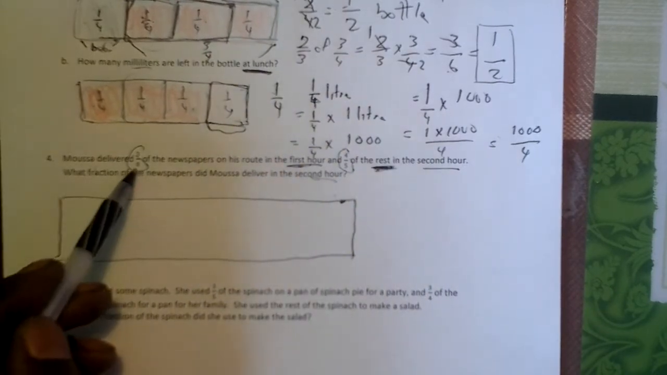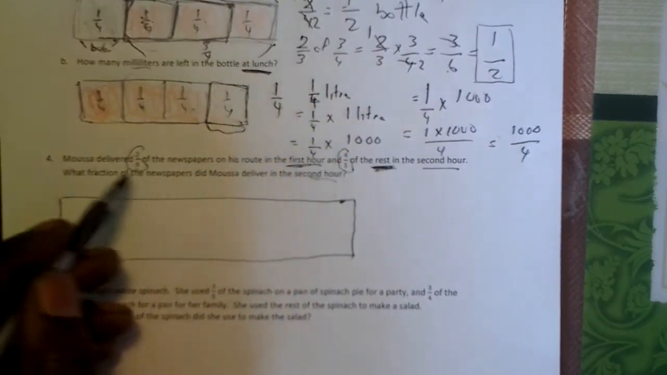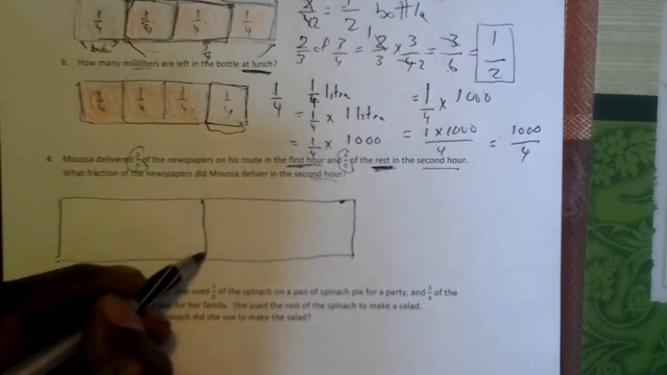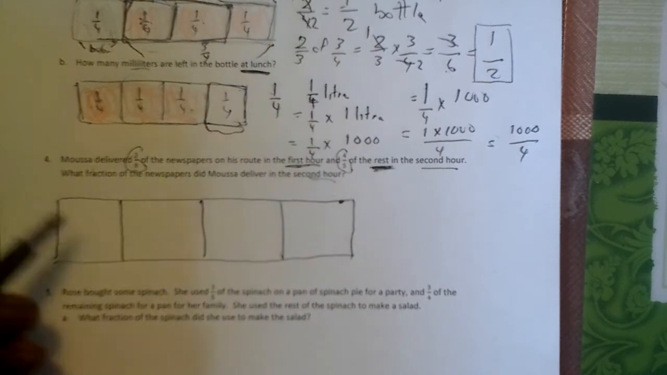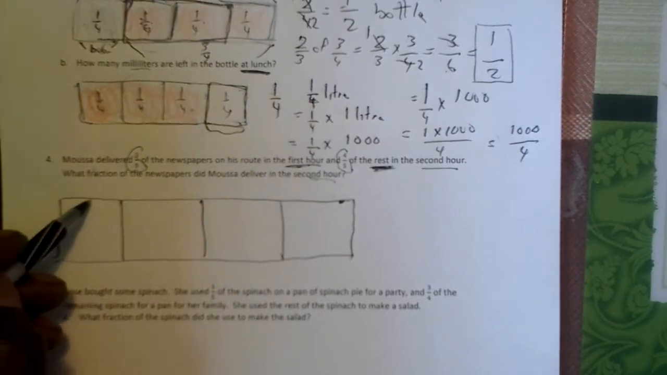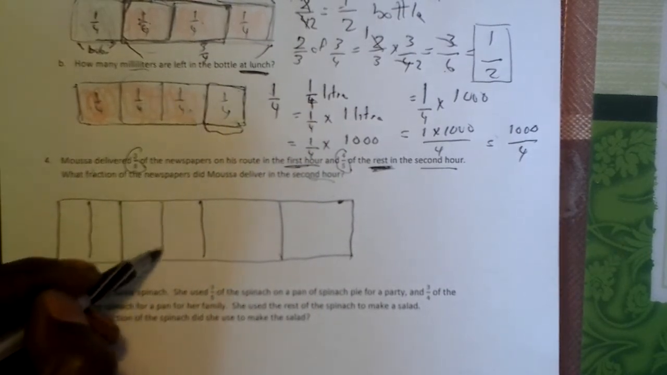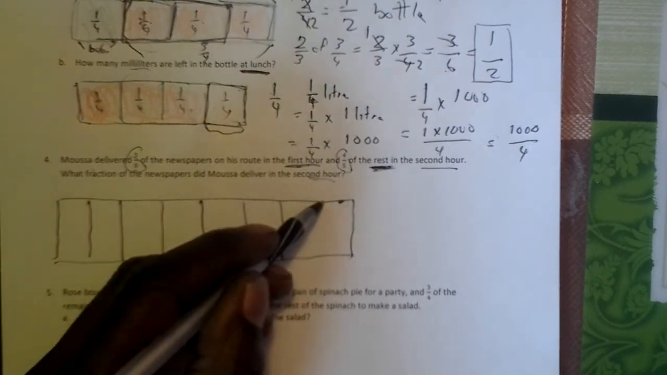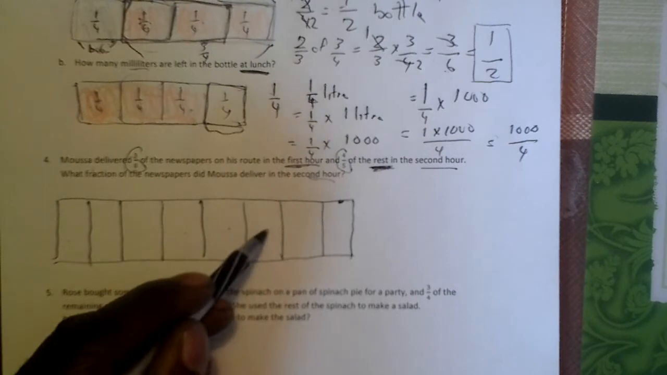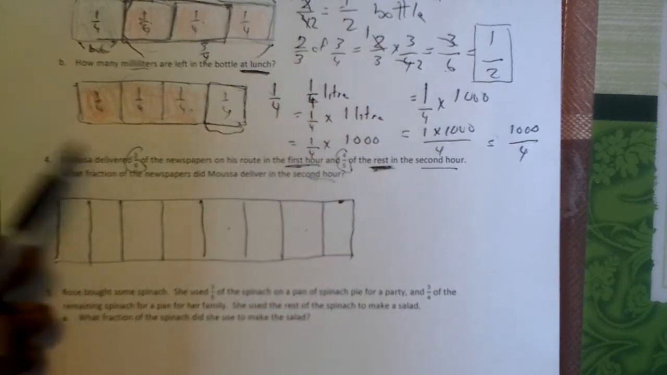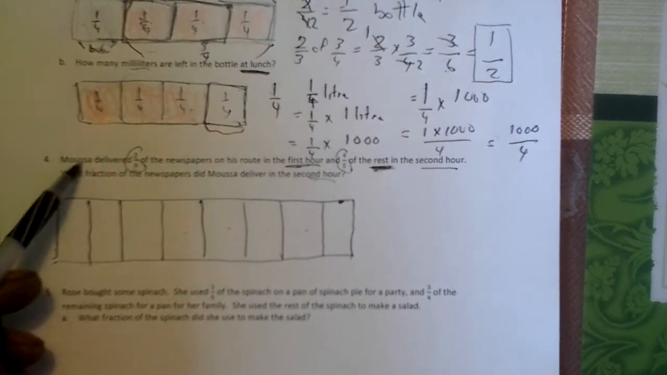So since he starts with 8, let's split this into 8 pieces, okay? So start down the middle, split this side in half, then this side in half, okay? Then split each one in half again, and you'll have 8 even pieces. So how many pieces do we have? We have 1, 2, 3, 4, 5, 6, 7, 8, okay? So what did he do first?